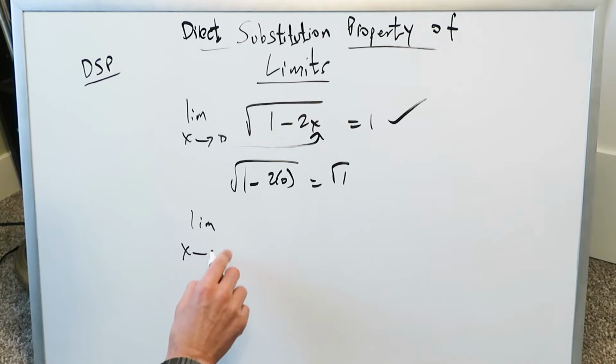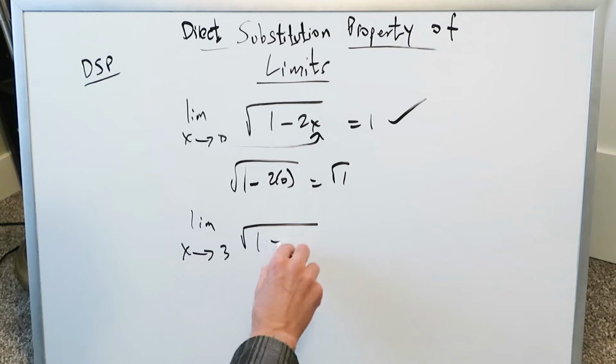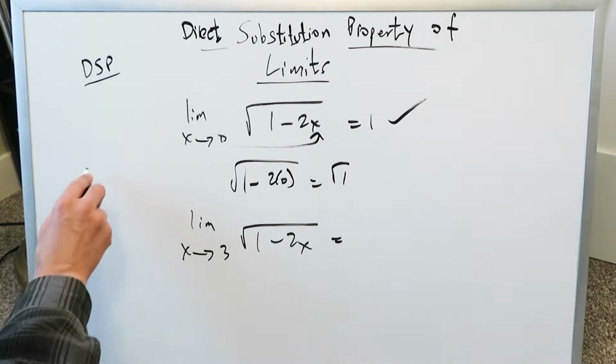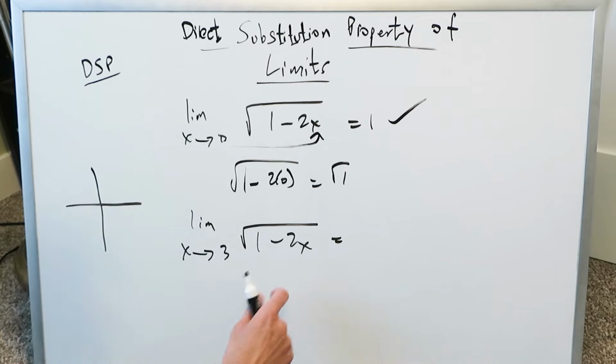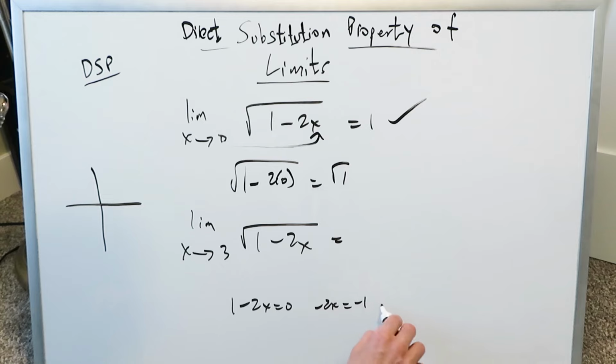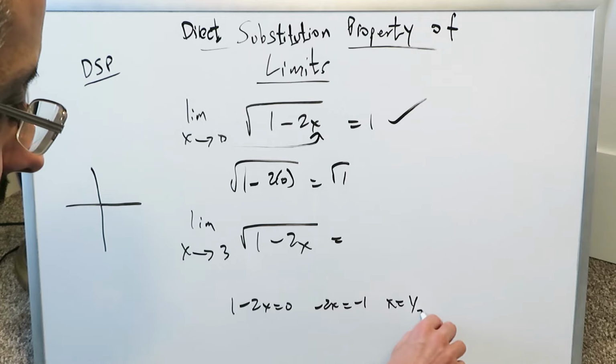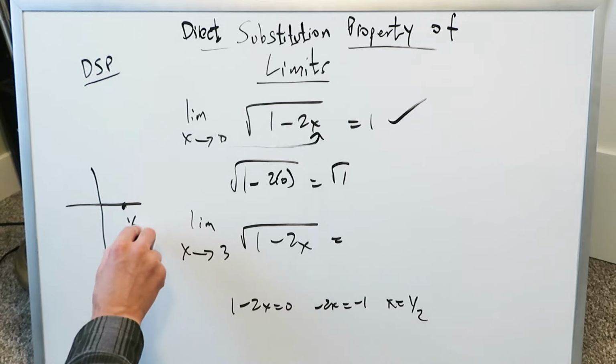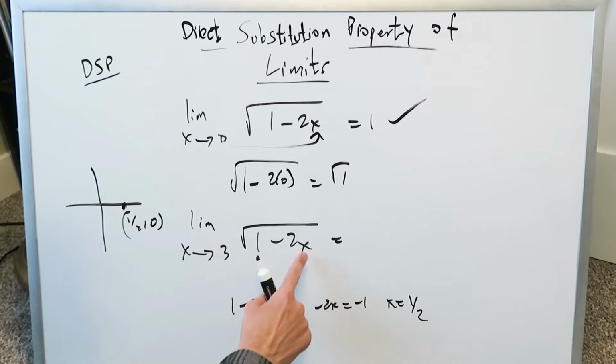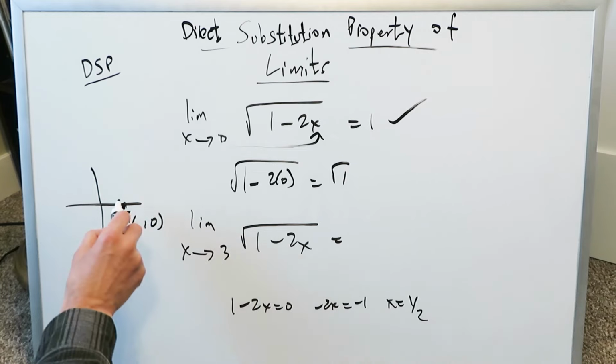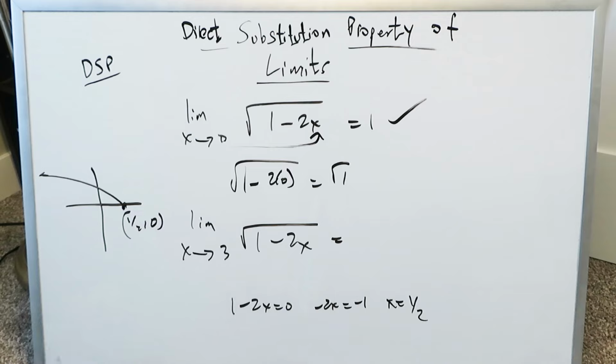Limit as x approaches, let's say 3, of the square root of 1 minus 2x. Now if I don't know what the graph looks like, in general you can figure it out, just find the 0 of this function. 1 minus 2x equals 0, minus 2x is equal to minus 1, and then x is equal to 1 over 2. I know at this 1 over 2 comma 0, if I were to put 1 over 2, I'll have a 0 over here. I'm really looking at something which is looking in that direction.